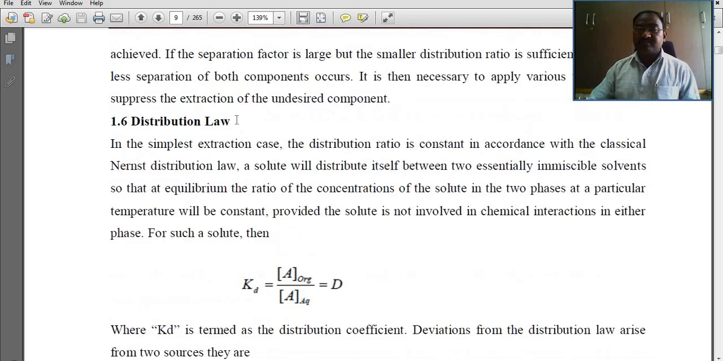This is the distribution law. In the simplest extraction case, the distribution ratio is constant in accordance with the classical Nernst distribution law. A solute will distribute itself between two essentially immiscible solvents, so that at equilibrium the ratio of the concentrations of the solute in the two phases at a particular temperature will be constant, provided the solute is not involved in chemical interactions in either phase.